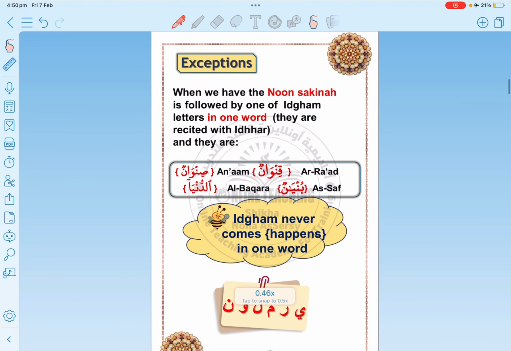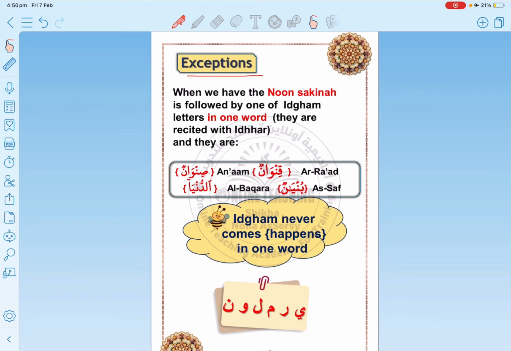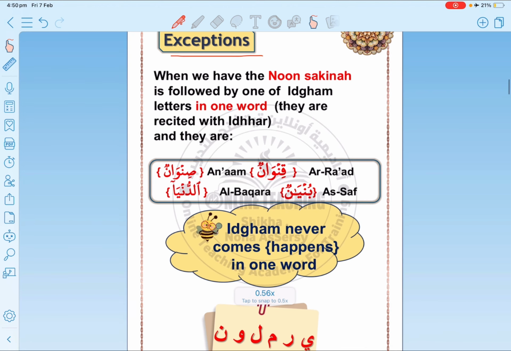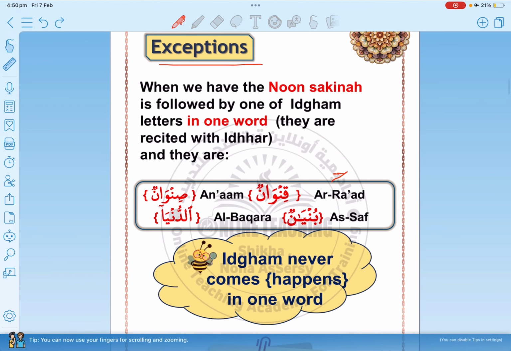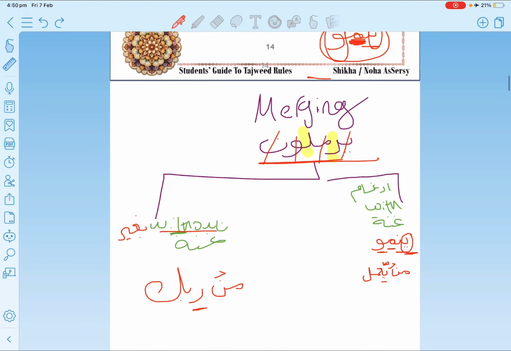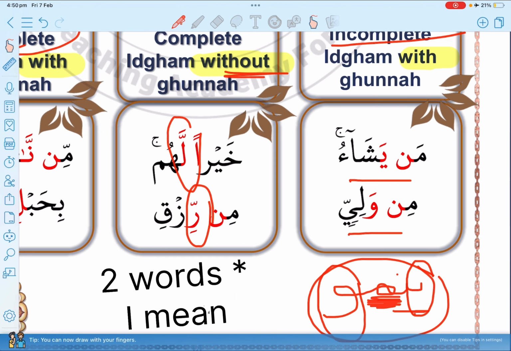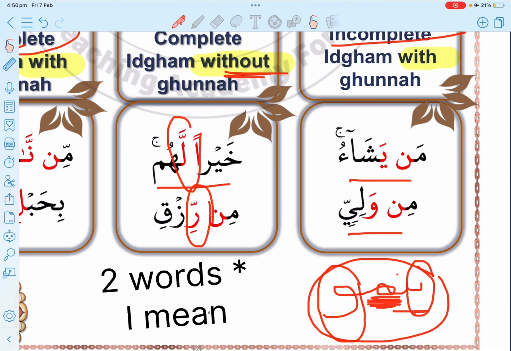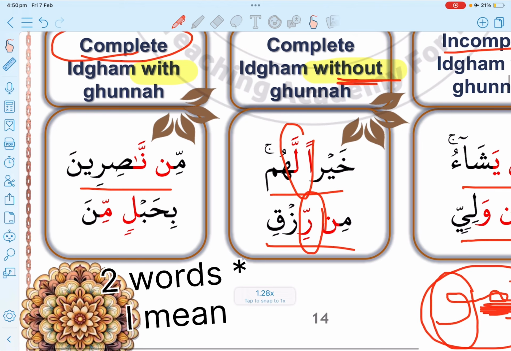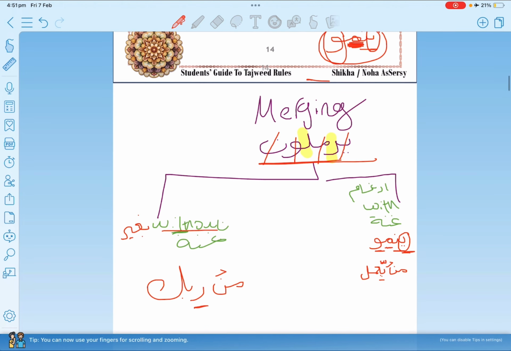Okay, here are the exceptions. Let's see what. Why are these exceptions? Yes, because idgham only happens in two words, as you notice here. You can see the examples: man yasha', man wali, khayran lahum, man rizqi, man nasirin, bihablin min. Idgham only happens across 2 words.